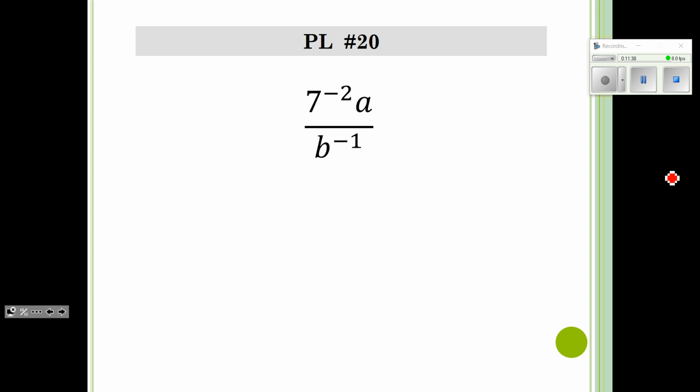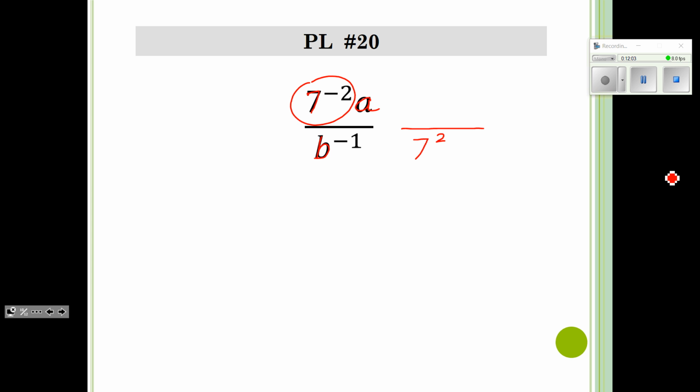In this example, we have three bases. We have a base of 7, we have a base of a, and we have a base of b. Before we do any evaluating, we first have to move things around to get rid of the negative exponents. So we start with the base of 7. It has a negative exponent attached. So we're going to move this base downstairs with a positive exponent. So that would become 7 squared.